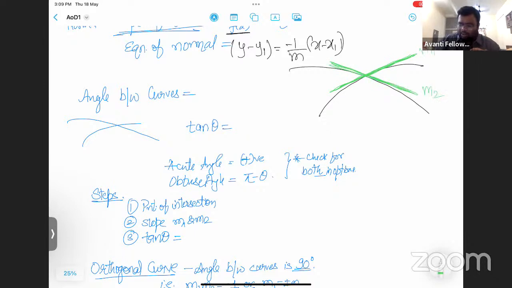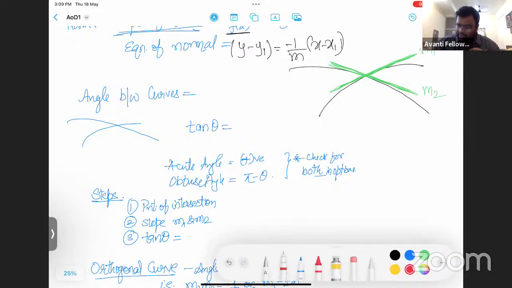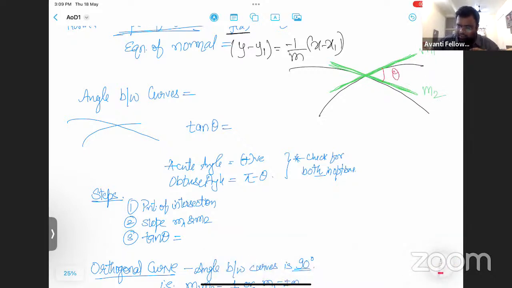This will be m2, and the angle may be theta, so the other angle will be pi minus theta. Are you getting all of this, up to this point? So the angle between the curves is basically the angle between the tangents, and for that we need to find the slope of the tangent at the point of intersection for both curves, curve 1 and curve 2, and then we'll use the formula.